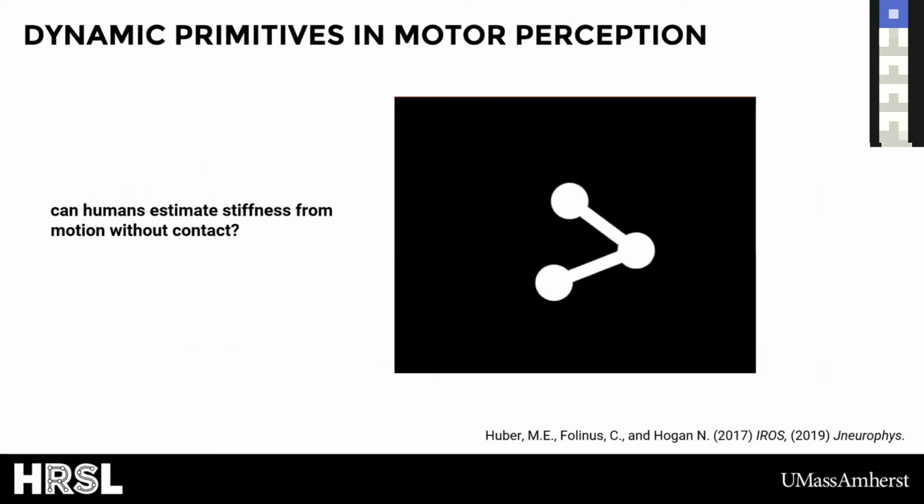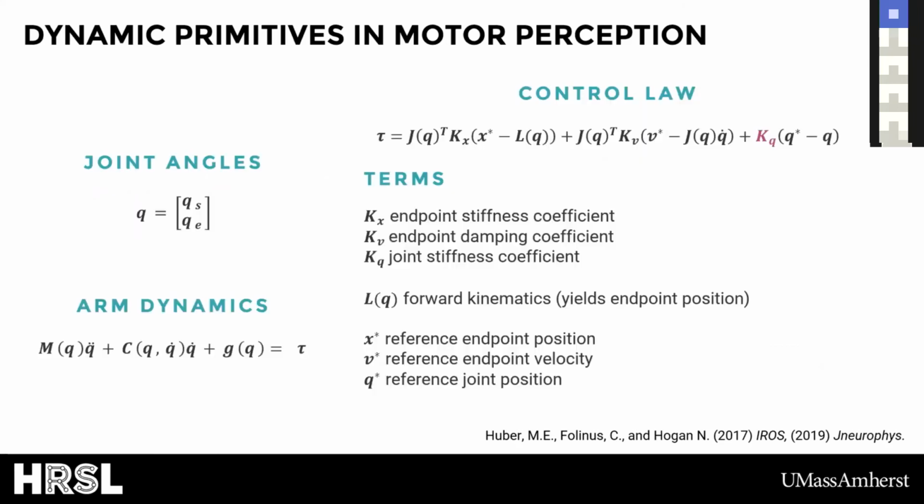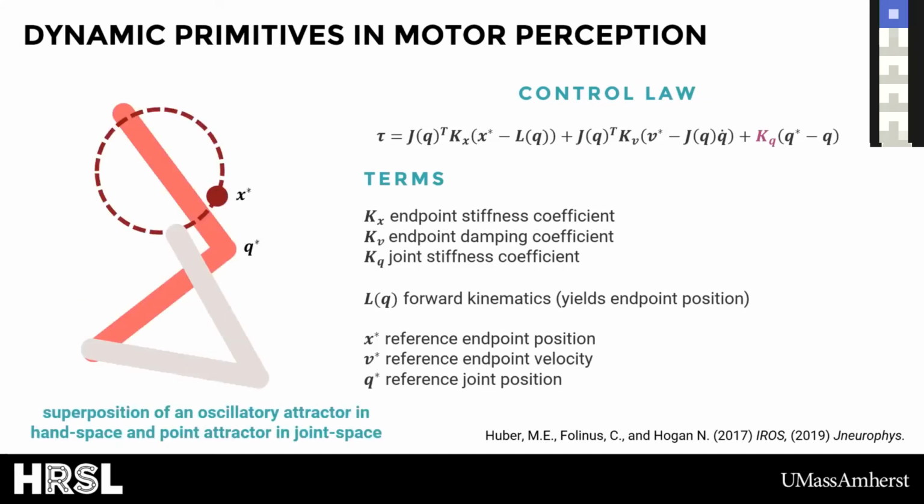So here we ran a series of experiments where we asked the simple question of, can humans estimate stiffness from motion without any contact? So for reference, here's the visual display that humans saw in our experiments. Nothing more, nothing less, 2 links moving on a screen. And this arm is controlled in the following way, but let me just simplify it with a picture here. This control law is a superposition of an oscillatory attractor in hand space, which is captured by the first two terms. And then we also have a point attractor in joint space, which is the last term.